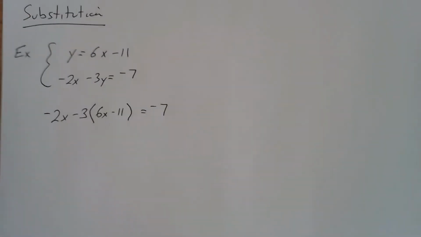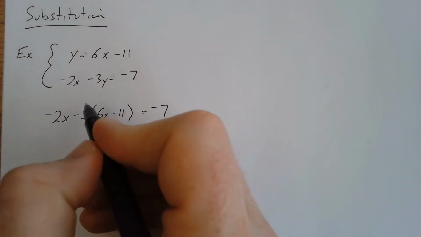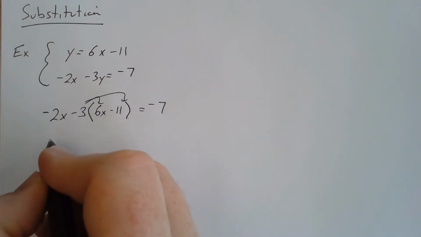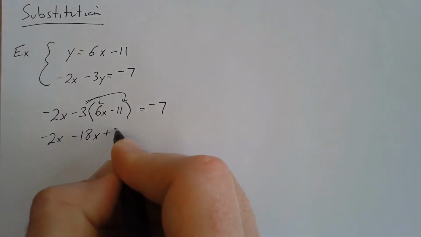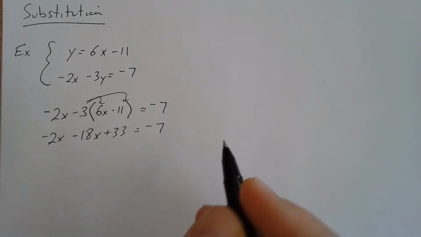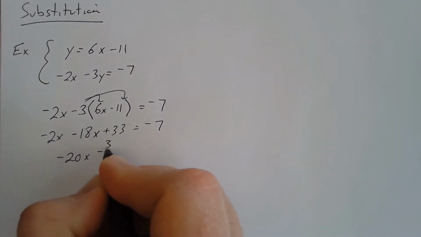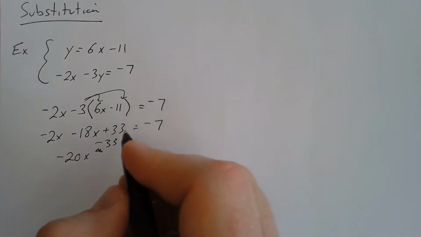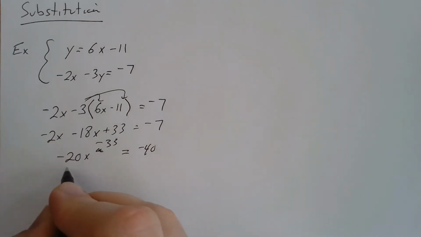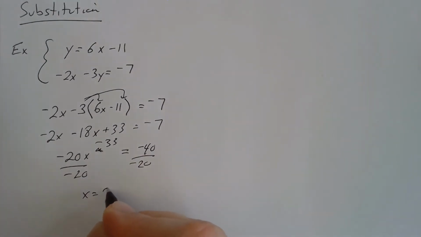So the next step is simply solving this like it's a linear equation, because again, there's only a single power of x. I'll make sure that I distribute this negative 3, so I'm going to have negative 2x minus 18x plus 33 equals negative 7. I'll combine like terms, giving me a negative 20x. I'll subtract the 33 from both sides, so equals negative 40, and therefore if I divide both sides by negative 20, I will end up with x equals 2.